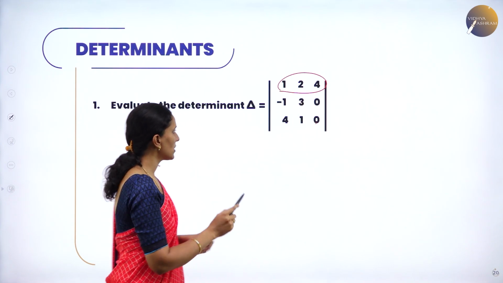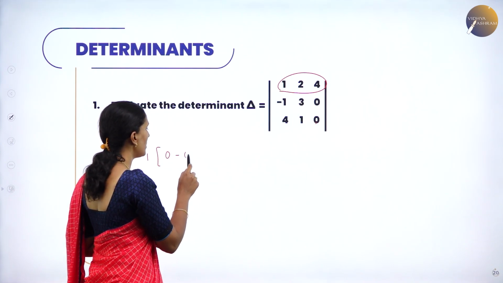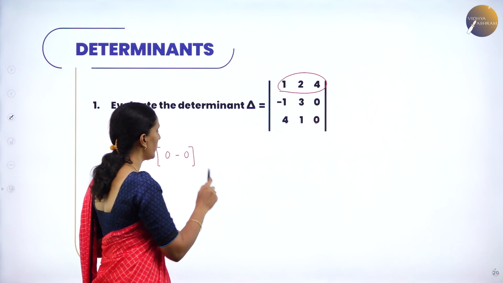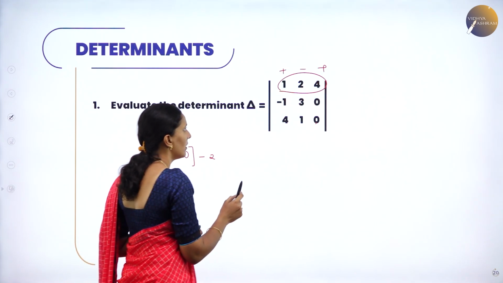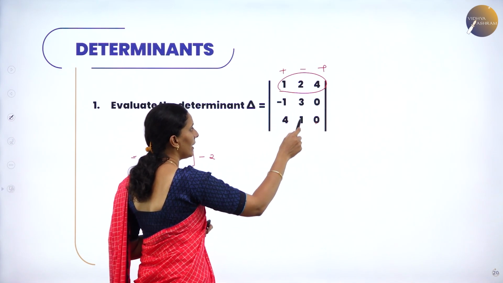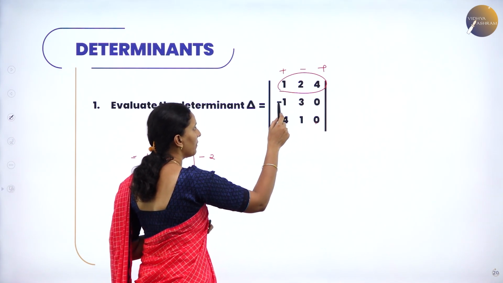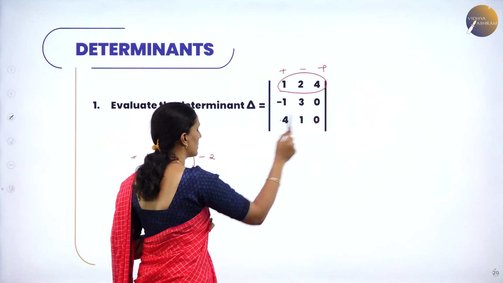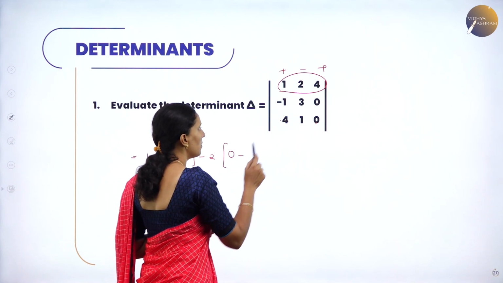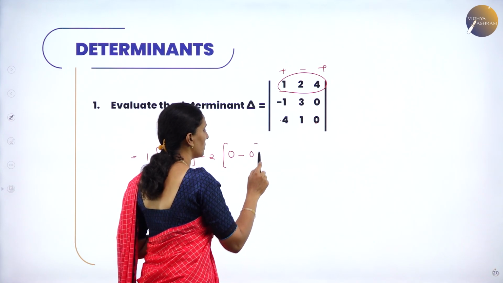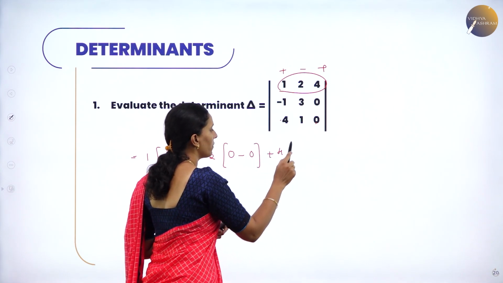So, 3 zeros are 0 minus 1 zeros are 0. Next, we have minus 2 because the sign convention is plus minus plus. Next, for 2, delete the column and row. We are left with minus 1, 0, 4, 0, whose determinant is minus 1 into 0, 0, minus 4 into 0 is 0.